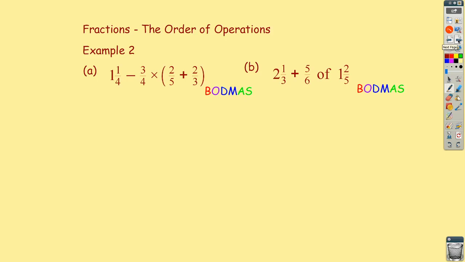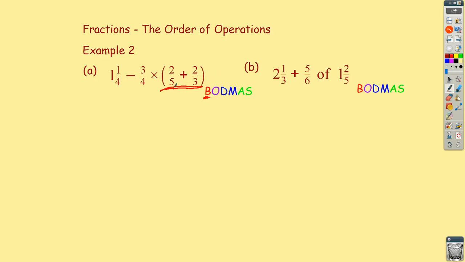Okay, so for this next one, we've got a few steps to deal with, but we're going to go through them in an order that makes as much sense to us as possible. Okay, first thing we're going to have to do, say, is there a bracket we need to deal with? And you should notice we do have a bracket. It's here. It's going to ask us to add together 2/5 and 2/3. So we're going to start off by doing that.